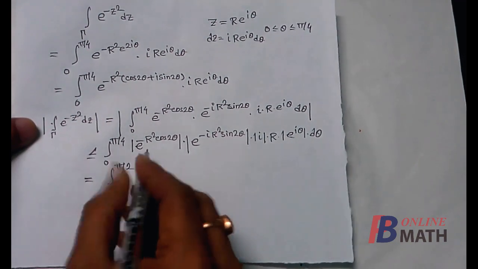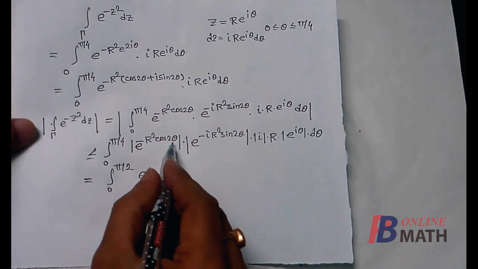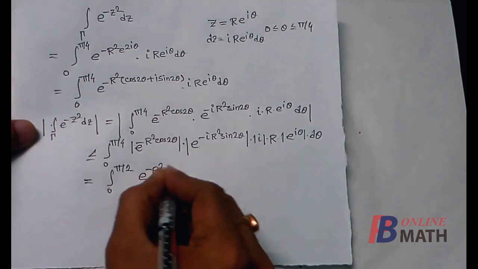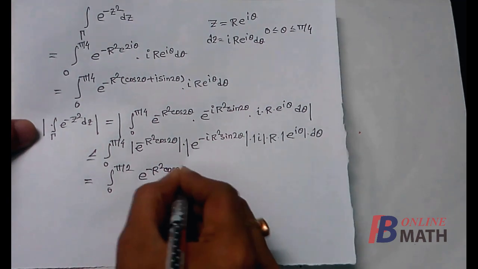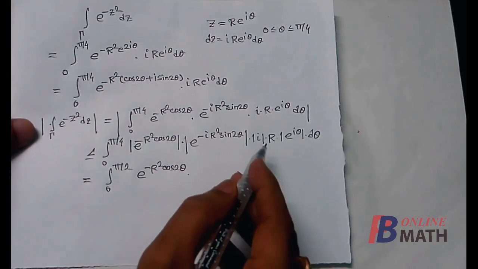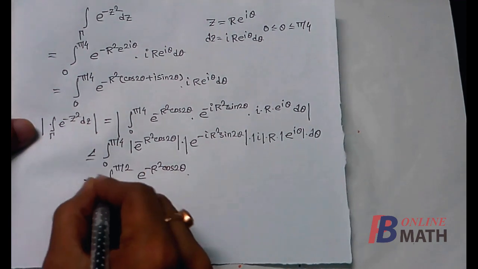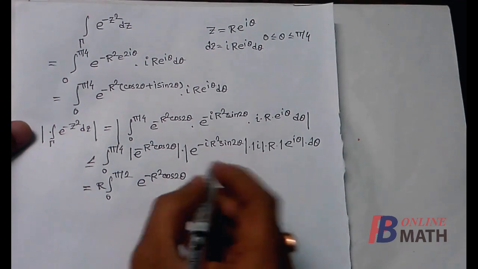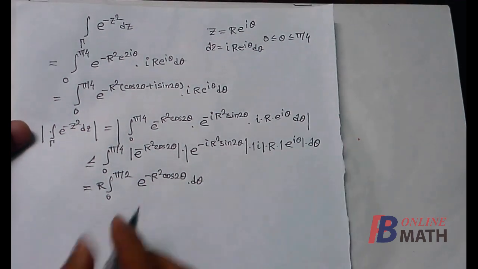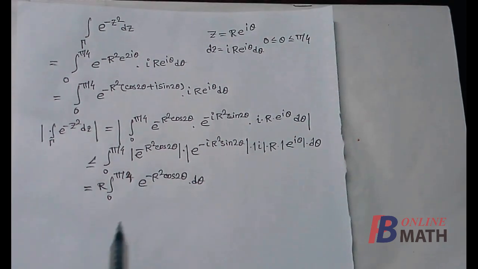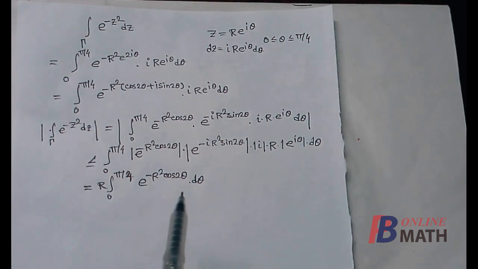Now e to the power minus r square cosine 2 theta is always non-negative, so we may omit the modulus. cos 2 theta into r. Now r is independent of theta, so we can take this r outside the integral, and then there is only d theta, so it is pi by 4. So we want to prove that this tends to 0 as r tends to infinity.